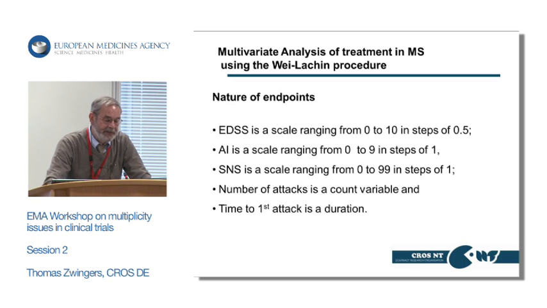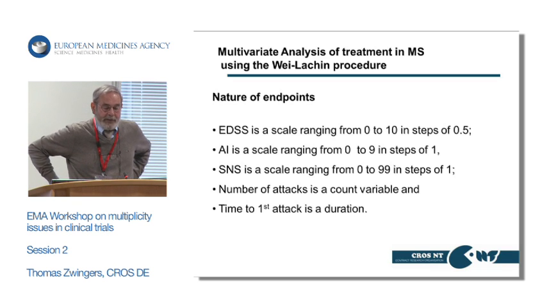For those who are not familiar with this, the EDSS is a scale ranging from 1 to 10 in steps of 0.5. The ambulation index ranges from 1 to 9 in steps of 1. The SNS is a scale ranging from 0 to 99. The number of attacks, of course, is a counting variable, and the time to first attack is a duration or time to event data. So these were the problems we had to face and to cope with. There was no agreement on a hierarchy at that point, and no agreement on a composite endpoint. So we had to deal with this, and the problem is the different nature of the endpoints.